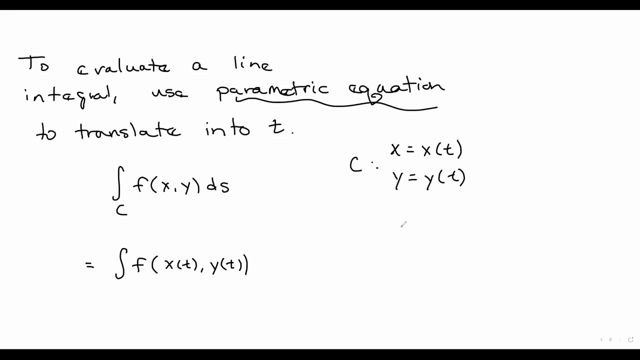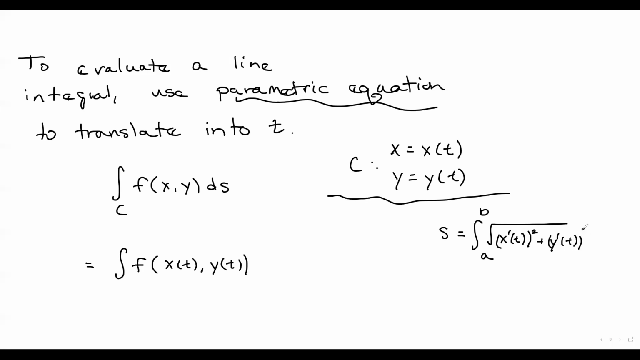Now, what about ds? Well, this is going to come from our earlier formula for arc length. If you recall, the parametric equation form for arc length is the integral from a to b of the square root of x prime of t squared plus y prime of t squared dt. It's probably been a minute, but this is the formula for arc length for parametric equations.